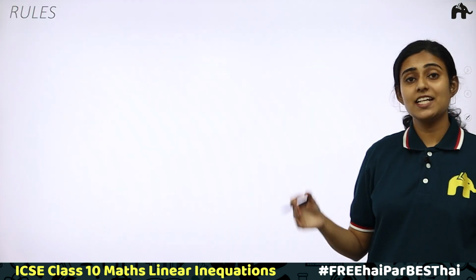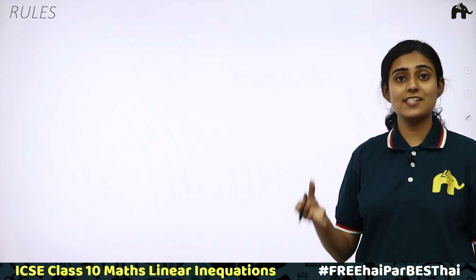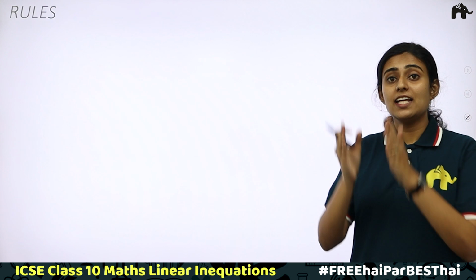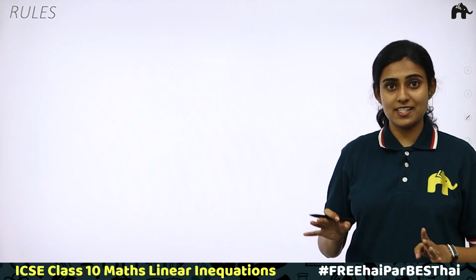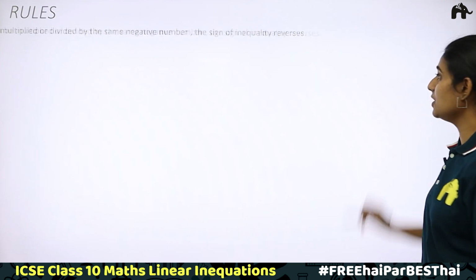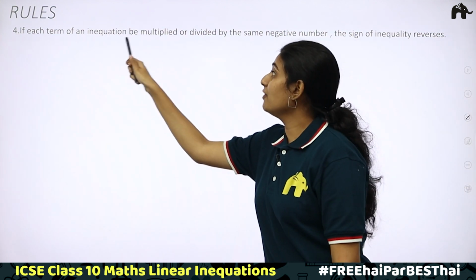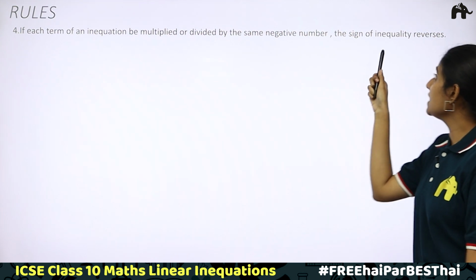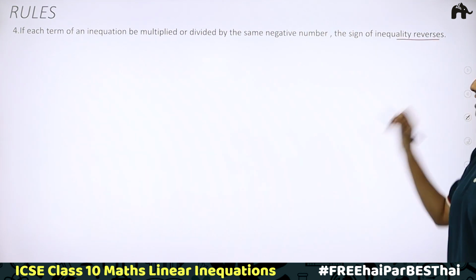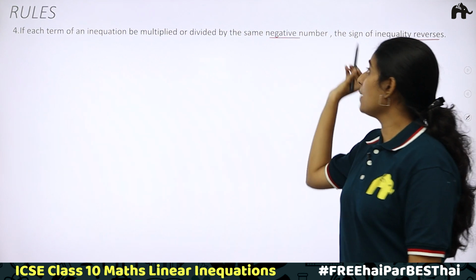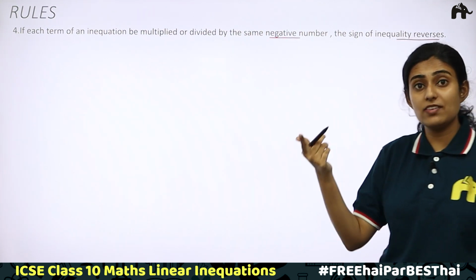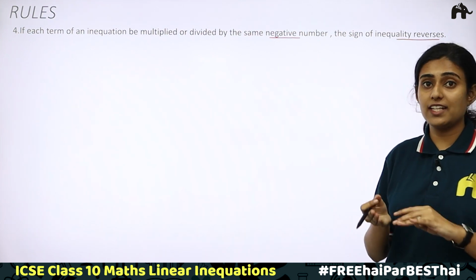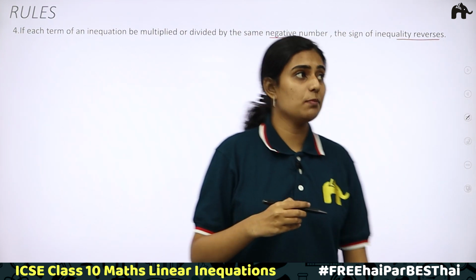Okay, we studied three important rules that are used in solving linear inequations algebraically. There, we found that the sign of inequality remains the same. Now, here is our fourth rule. If each term of an inequation is multiplied or divided by the same negative number, the sign of inequality reverses. Here we are dividing or multiplying with a negative number. In our previous rule, we did it with a positive number. Then the sign of inequality remained the same. Let's take an example.